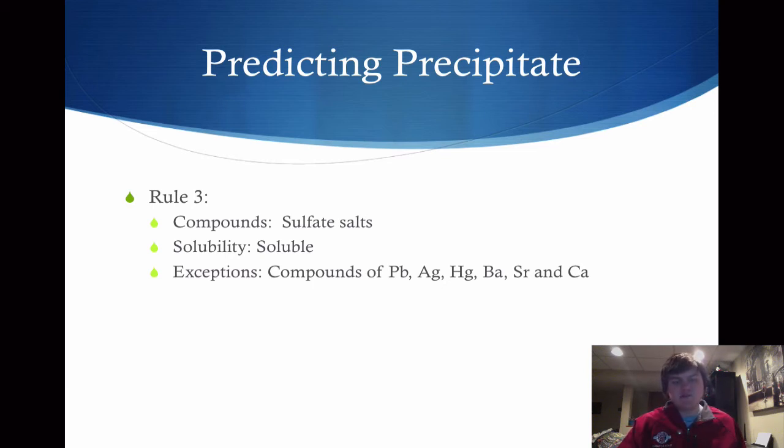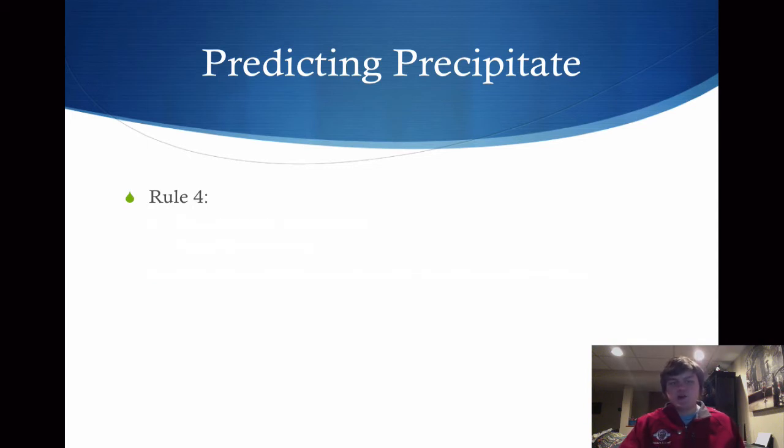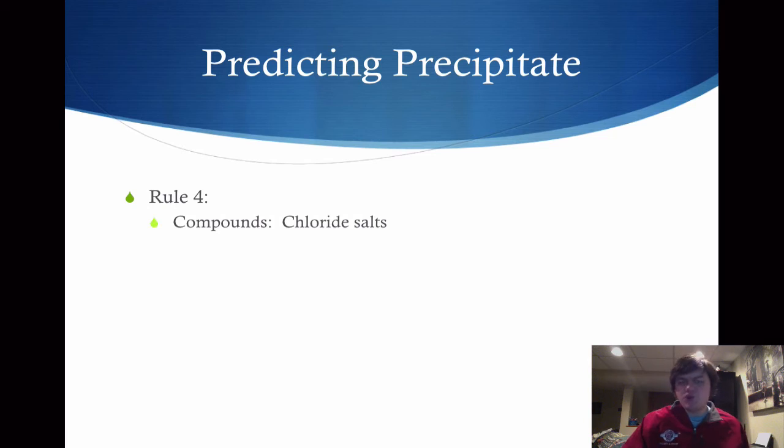So again, ionic compounds including sulfate are usually soluble. However, they are not soluble when the cation is on this list of lead, silver, mercury, barium, strontium, and calcium.